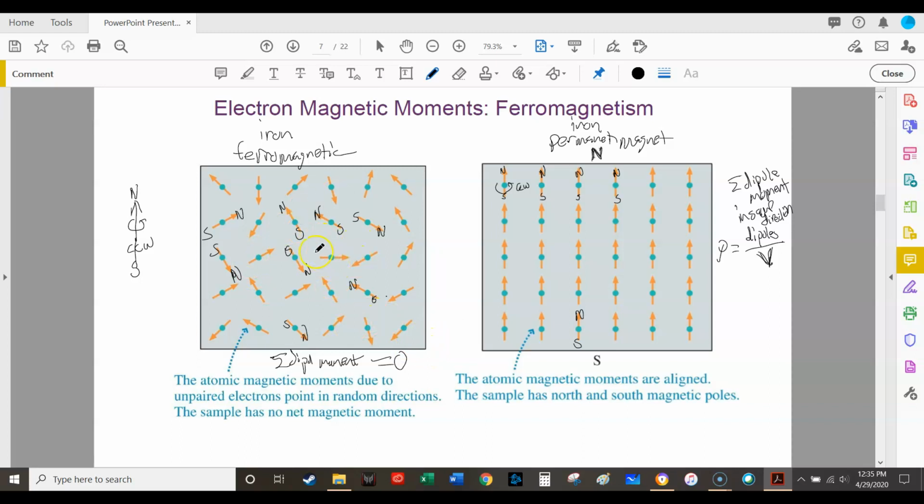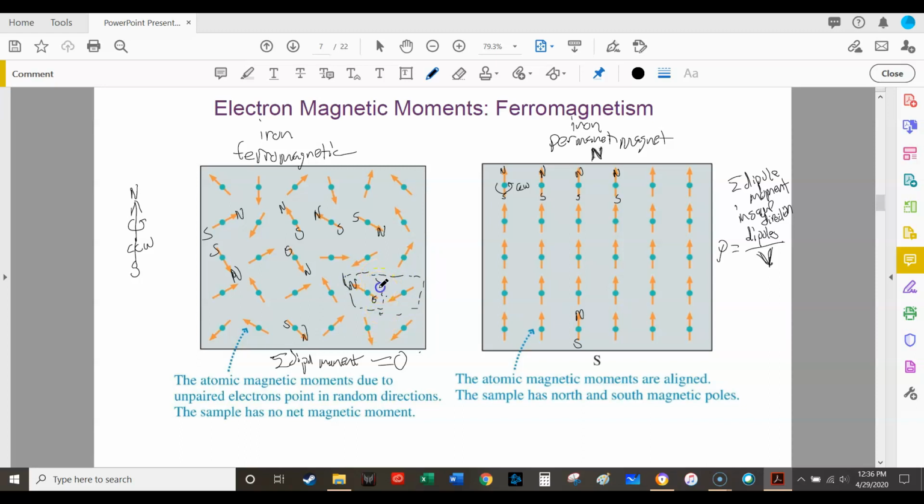And so, since these guys are all over the place, this piece of iron is not magnetic at the moment. It can become magnetic under the right conditions, right? If you want to make this ferromagnetic iron into a permanent magnet, what you've got to do is increase the temperature. So these guys are stuck spinning in this way, kind of locked in with the other pieces.